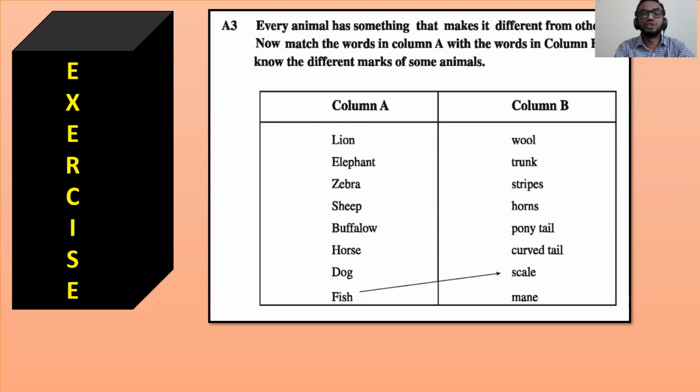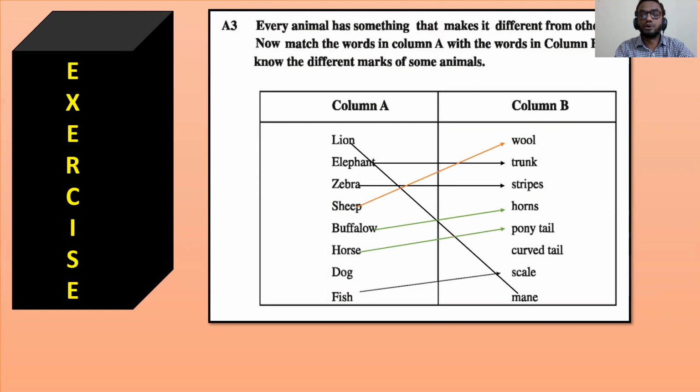Fish scale is given here. 1, 2, 3, 4, 5. Now, let me show the answers. Okay, the first one, lion with mane. Can you understand? Okay, do you agree with me? Then elephant with trunk. Zebra with stripes. Sheep, owl. Buffalo, horns. Horse with ponytail. Dog, cocktail. Okay, all of your answers are correct.